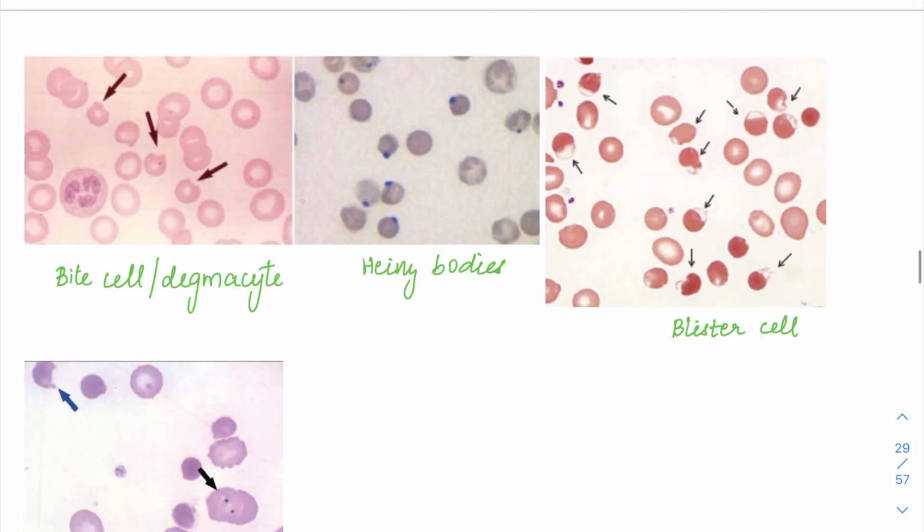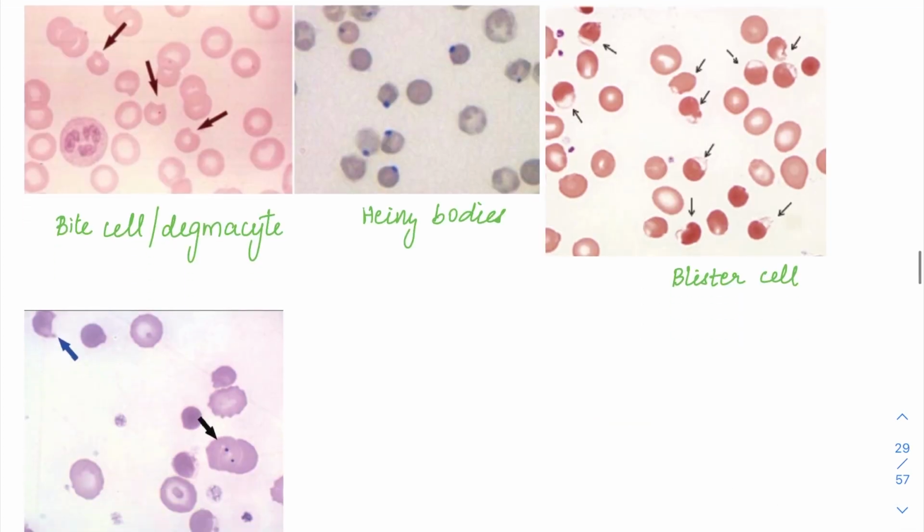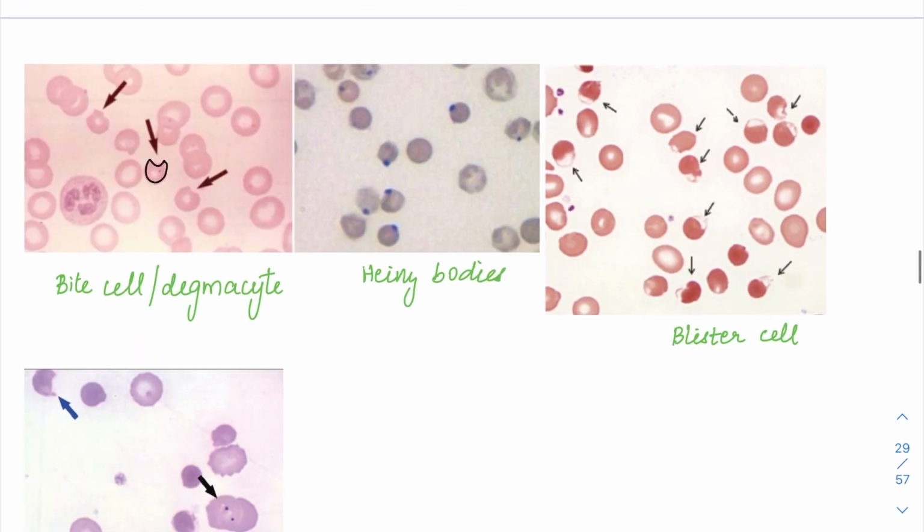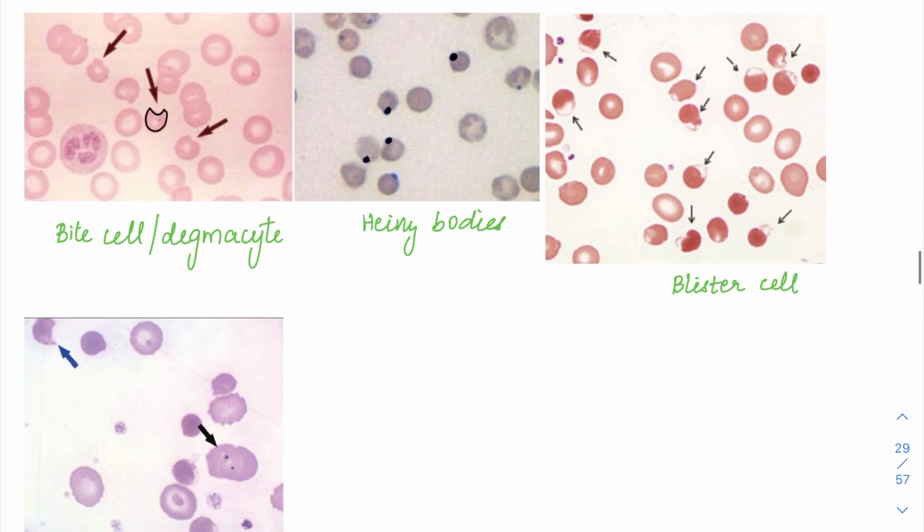So these are the image-based questions related to G6PD deficiency. These are the bite cells. Can you see this cell here is appearing as if a bite of it has been taken. So these are the bite cells, also called degmacytes. Then this is the supravital stain of Heinz bodies. You see at the membrane there is going to be a dot-like structure like this, stained blue in color. So these are the Heinz bodies. Heinz bodies are usually stained with supravital stains only.